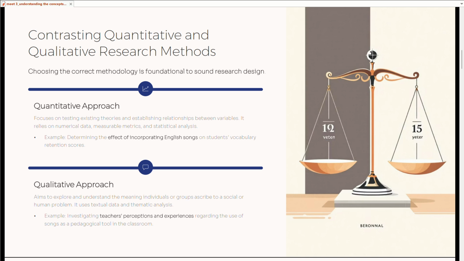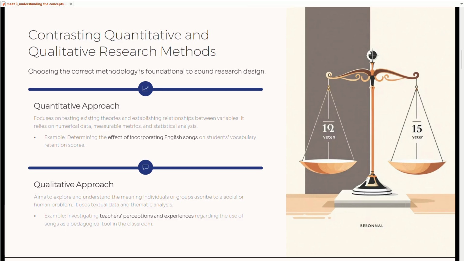So once again, this is testing existing theories and establishing relationships between variables. It relies on numerical data, measurable metrics, and statistical analysis. As you see here, the example is determining the effect of incorporating English songs on students' vocabulary retention scores. So, English songs are used in the teaching, and then it can increase the students' vocabulary scores.